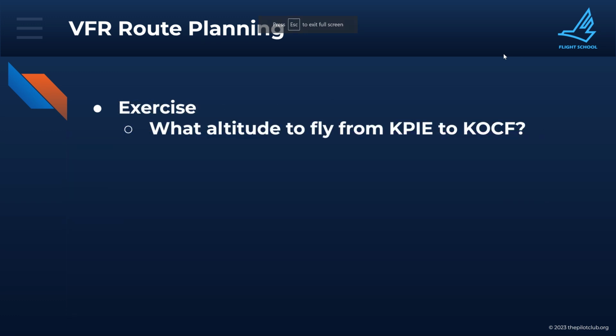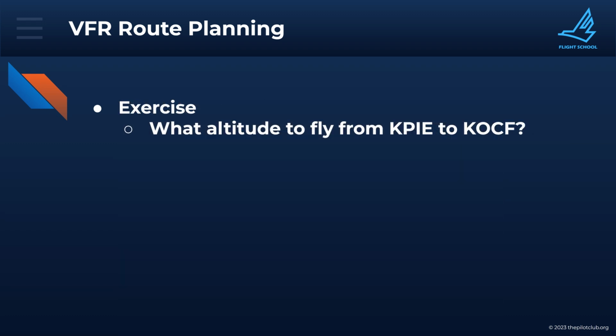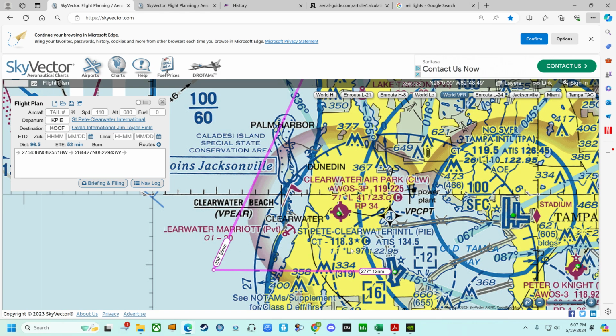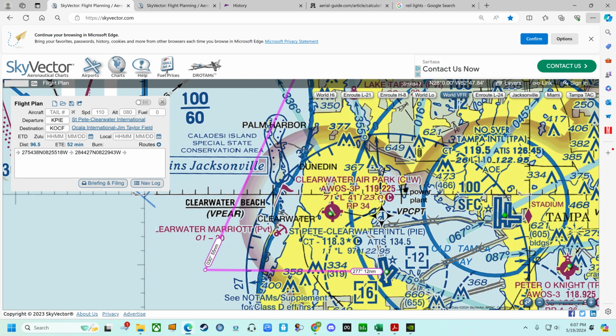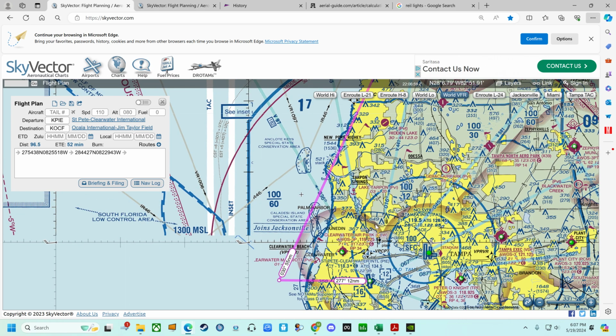So again, take a moment to pause. What altitude would you fly from KPIE to KCOF? So take a look at that. And again, that's going to change depending on which flight plan you choose or what flight path. So you might say, okay, what is the correct flight path?